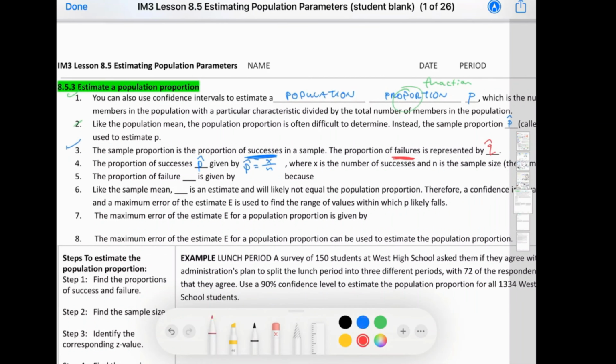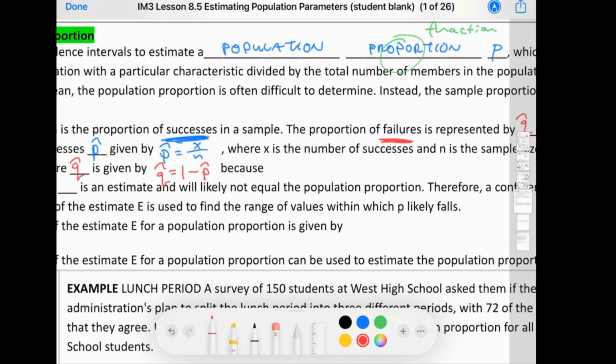Failure, the proportion of failure, which is Q hat, is Q hat equals 1 minus, pay attention, P hat. Okay, why is that the case? Let me give you my little shortcut here, okay?